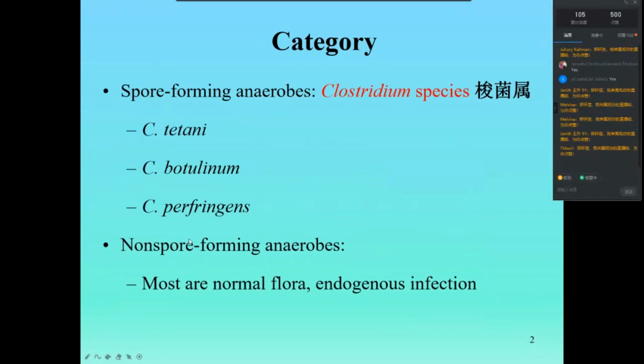Another subgroup of this big group is the non-spore forming anaerobes. They don't form spores. Most of these are normal flora, so they are members of our normal microbiota. Usually they live peacefully with us without causing any disease, or sometimes they can cause some endogenous infection, that is, opportunistic infection. We'll focus on the first group of pathogens.